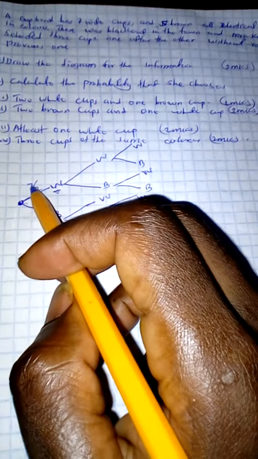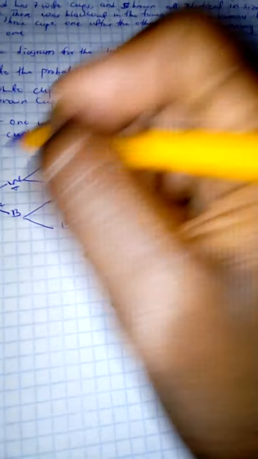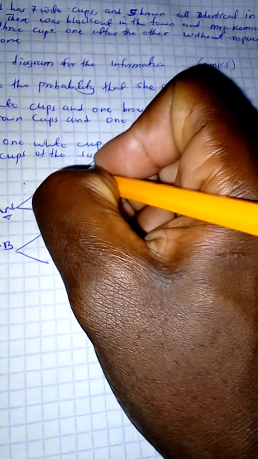Then the first pick she had taken a white cup. That means the number of whites has reduced by 1 because there is no replacement. Now the number of white cups is 6, but the total also has reduced by 1, so the total is now 11. The probability of picking a white cup is now 6 over 11. But here she had taken only a white cup, so the brown cups are still intact, meaning there are still 5, but the total has reduced to 11. Now it is 5 over 11.